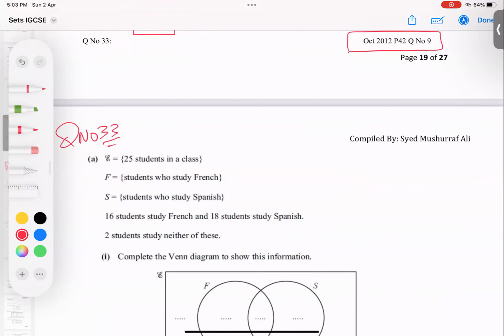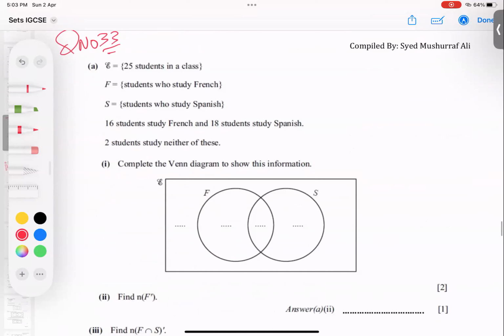October 12, 42 variant, question number 9. I'm discussing it. So let's first of all, I will tell you the technique. I'm reading this question. The universal set is 25 students in the class. F is the students who study French.